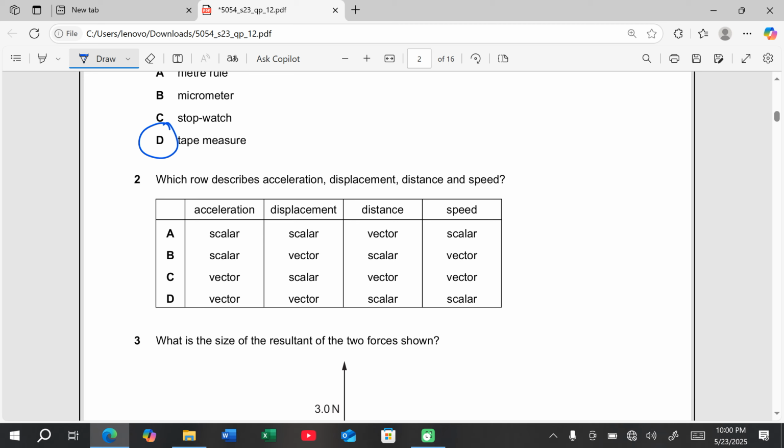Which row describes acceleration, displacement, distance and speed? Acceleration is a vector quantity, displacement is also a vector quantity, and distance is a scalar quantity and speed is a scalar quantity, so that's D.